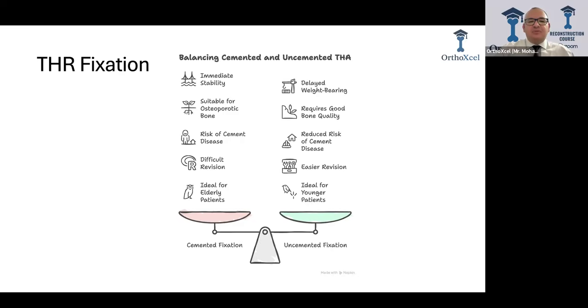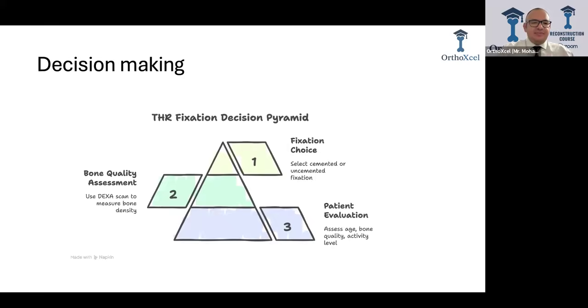And delayed weight bearing is not there anymore. We weight bear all of them day one, or even day zero. But theoretically, with cementing you are safer to mobilize your patient earlier than uncemented, because from the cementing side you have already fixed your implant and you're sure about the stability. But this is not the case anymore. So all of them are weight bearing day zero. None of them has delayed weight bearing. The delayed weight bearing is just theoretical.